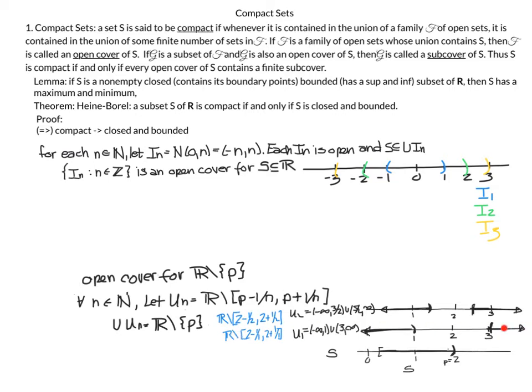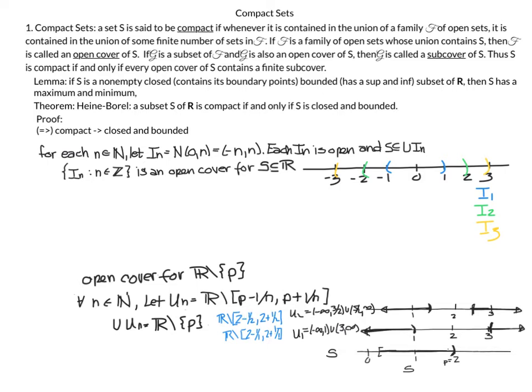So this is u1. u2 now, p is equal to 2, n is equal to 2. So that's going to be 2 minus 1 over 2, and 2 plus 1 over 2. So that's going to be the interval 3/2 to 5/2. That's what's going to be excluded. So it's going to be the real numbers up to 3/2, union 5/2 up to infinity. So this is what it looks like.